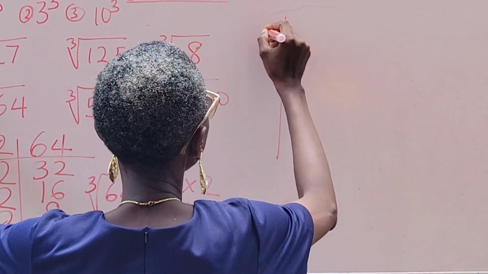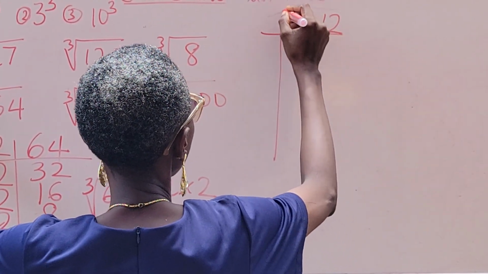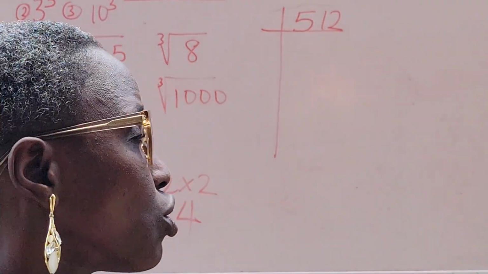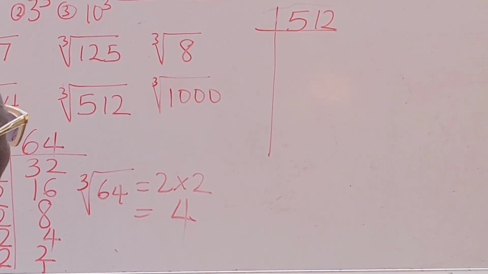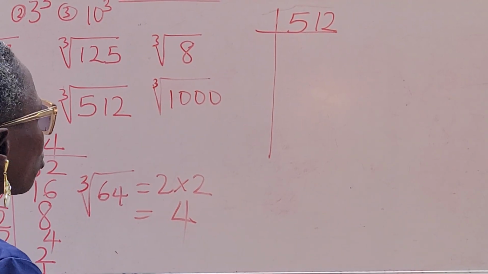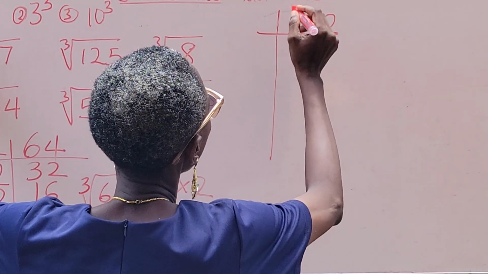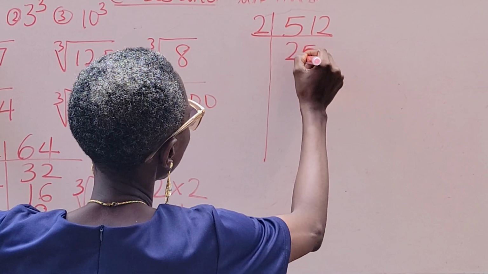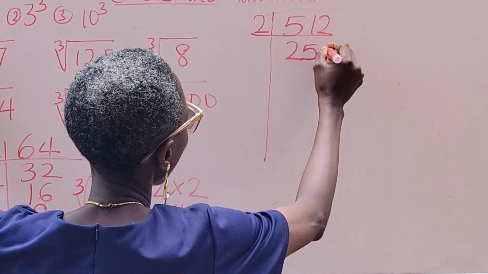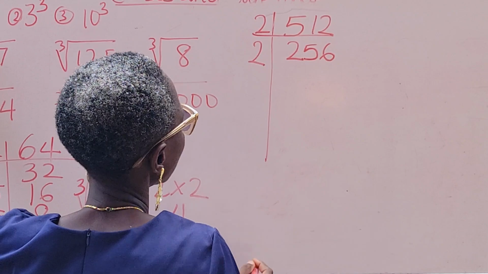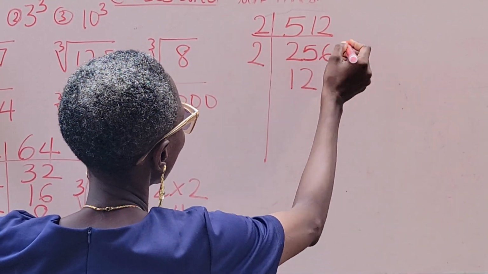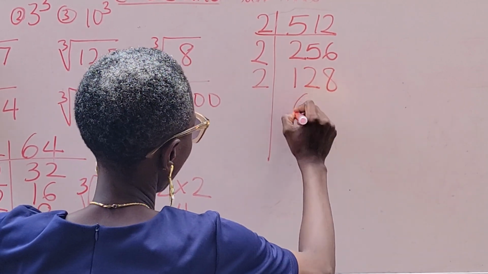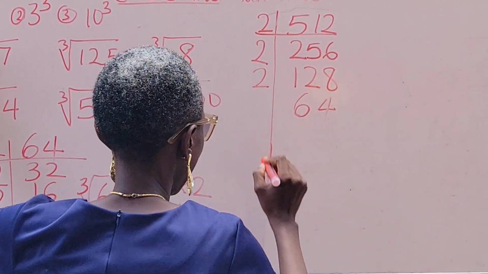512. Cube root of 512. What number are we multiplying together 3 times to give us 512? What should I use? I can use 2, right? So 2 into 512 gives 256. 2 can still divide. 2 in 256, 128. 2 in 128, that's 64. 2 can still be used. We have 32. 2 can still be used.